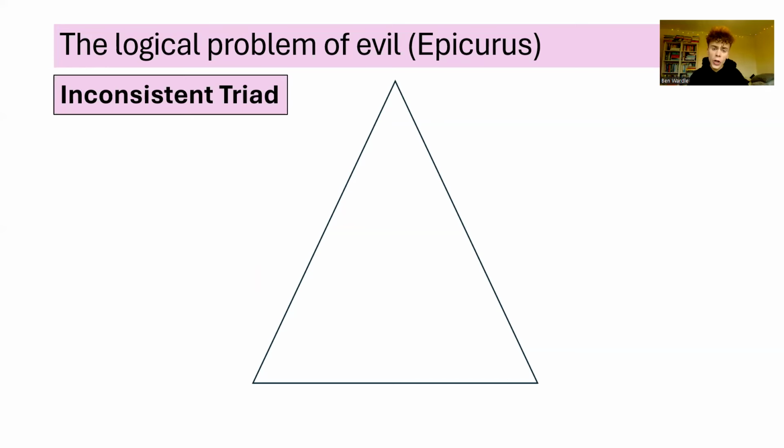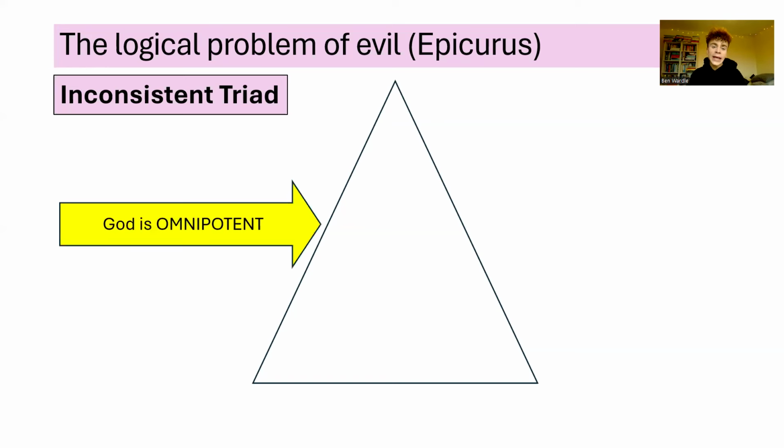So when we're talking about the logical problem, we're going to mention Epicurus. He pioneered this in ancient Greek times, and we present it as the inconsistent triad. And inconsistent means that they can't all go together. Triad means triangle. So there are three statements reflecting the three sides of the triangle. Let's have a look at them, shall we?